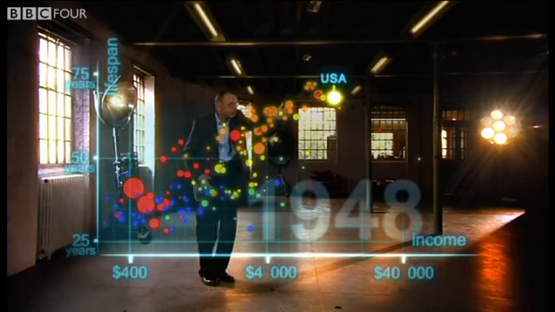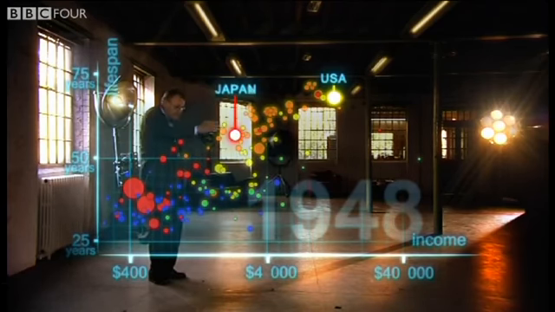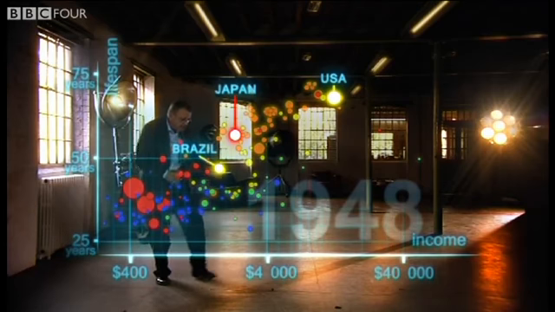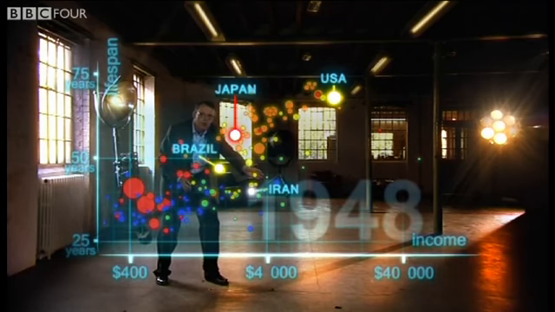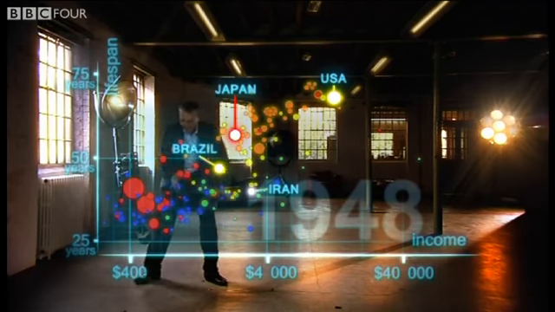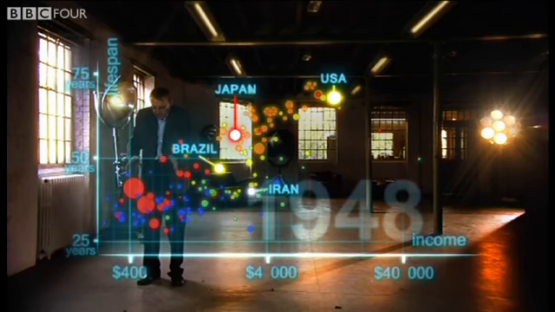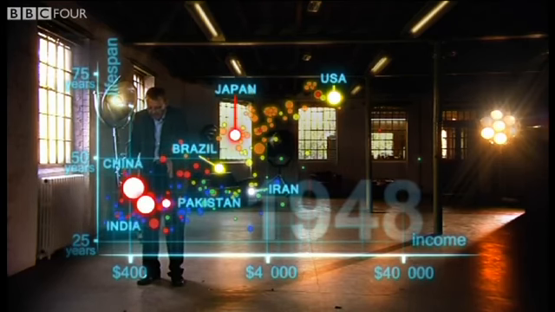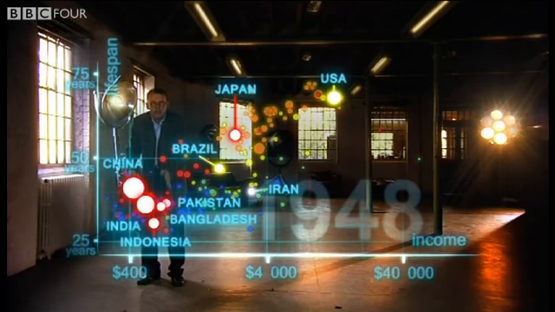The United States was in the front, Japan was catching up. Brazil was way behind, Iran was getting a little richer from oil, but still had short lives. And the Asian giants, China, India, Pakistan, Bangladesh and Indonesia, they were still poor and sick down here. But look what is about to happen.